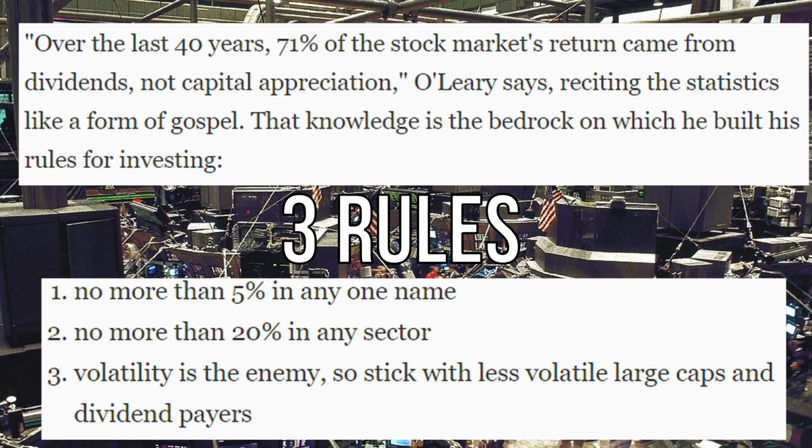And now you're probably wondering, what are Kevin O'Leary's rules of investing? Let's go over that. So his 3 rules for investors are that you should not have more than 5% in any one company, and you shouldn't have more than 20% in any sector. You should also avoid volatility, because that is the enemy, is what O'Leary says, and that you want to stick with less volatile large caps and dividend payers. So he's saying don't put half your money into just Apple or one certain company. Don't put 80% of your investments in just the energy sector.